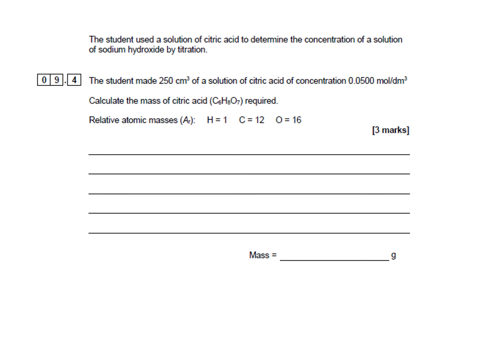Okay, calculation again. So we've got 250 centimeters cubed of solution with a concentration of 0.05 moles per decimeter cubed. So there's our starting point, and like we've always said before, check your units. Centimeters cubed compared to moles per decimeter cubed, so we need to correct that first of all. So we need to divide by 1,000.